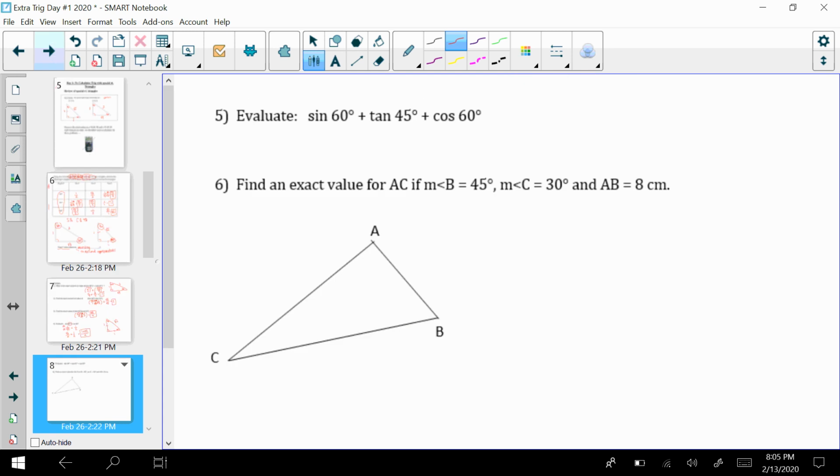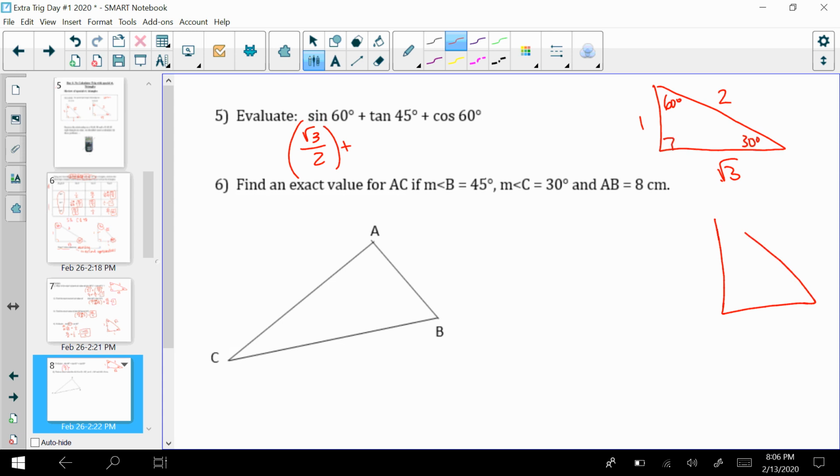Okay, sine of 60. I'm just going to redraw my 30, 60, 90 here. It's good practice. And all right, so sine 60 is radical 3 over 2, opposite over hypotenuse, plus the tangent of 45. Draw your 45, 45, 90. And that one is going to be 1 over 1. Cosine 60 is 1/2.